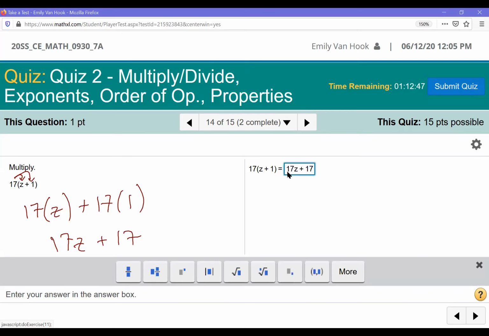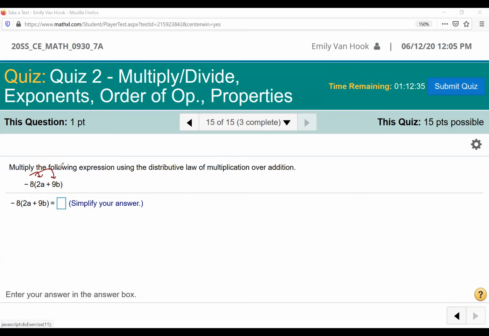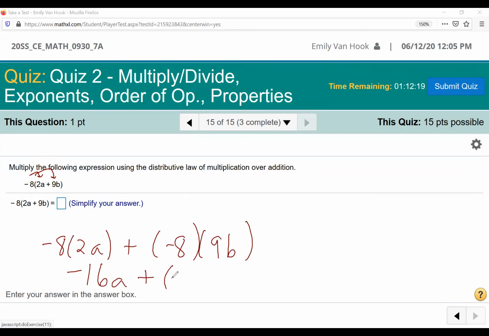17z plus 17. All right, and then number 15, this time I'm distributing -8. So it's -8, and then in parentheses, 2a plus 9b. So -8 times 2a plus -8 times 9b. Okay, -8 times 2a, that's -16a. Now I wrote a plus, but this is about to be a negative number, so plus -72b. Or I can just write -16a minus 72b. That would be my answer.